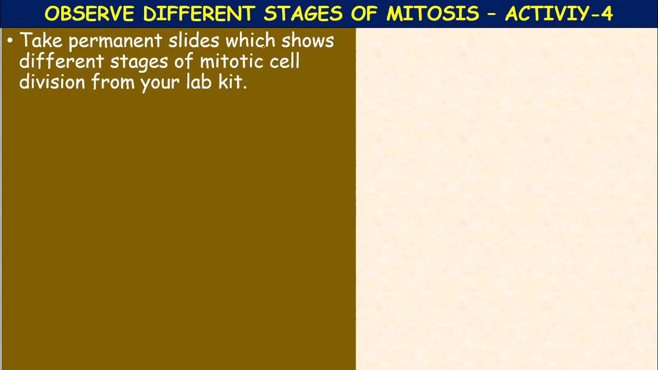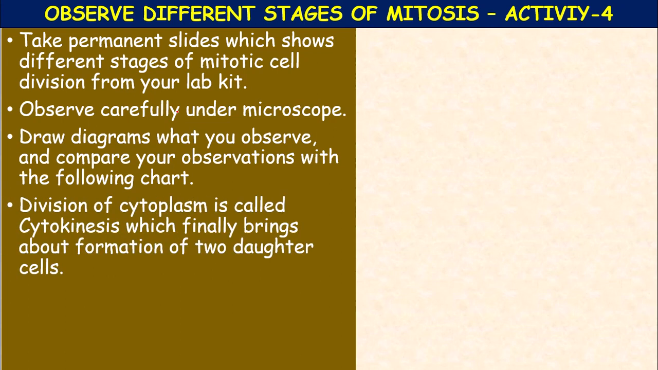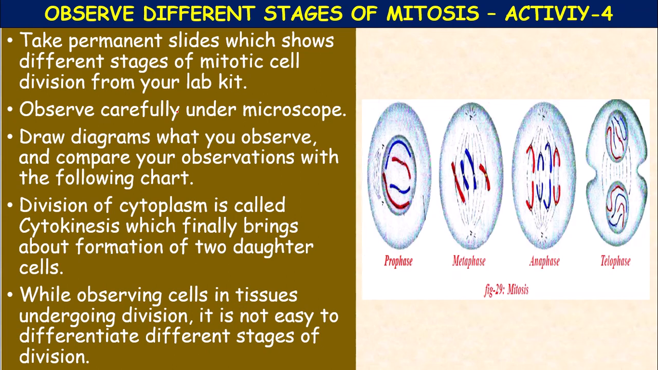Take a permanent slide that shows the different stages of mitotic cell division from your laboratory, draw the diagrams in your record and compare. The division of the cytoplasm is called cytokinesis. When the cells undergo division, it is not easy to differentiate the different stages of division.